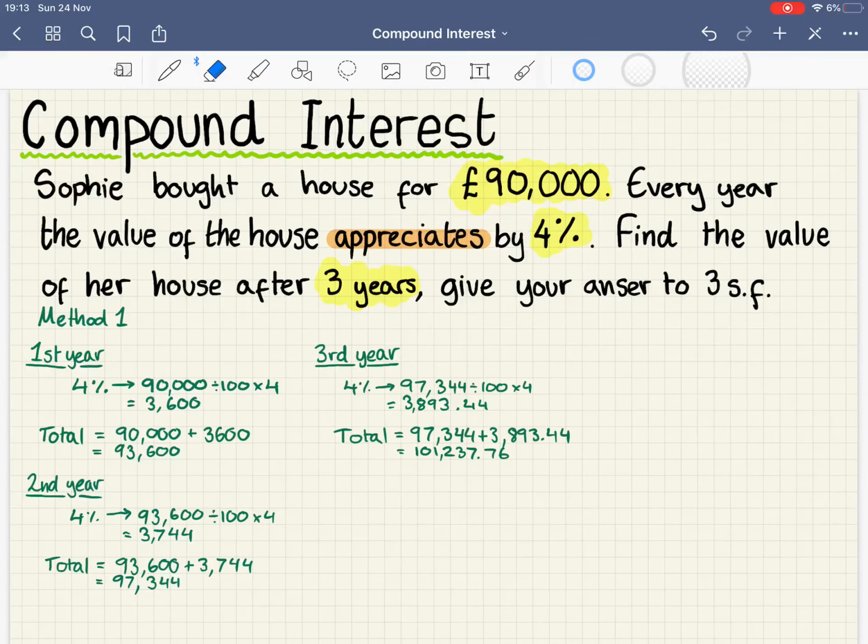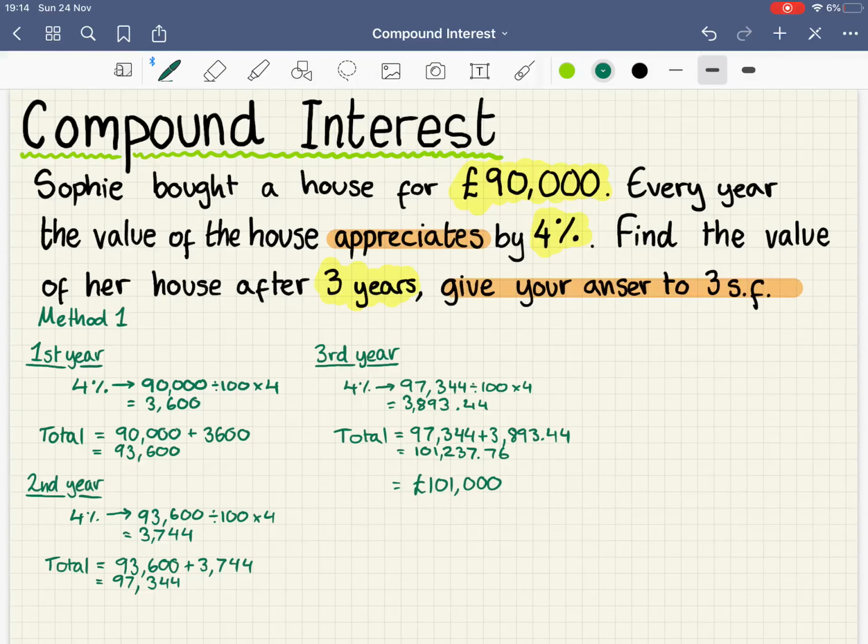And looking back at the question before I am done, I always read through the question again, and by doing so it reminds me that I need to give my answer to 3 significant figures. So in order to do that, I count to my 4th one, so that's my 1st, 2nd, 3rd, and that 2 there is my 4th significant figure. Because it's a 2, it's going to round down, which means the 1 in front of it is going to stay the same. So my final answer is £101,000.